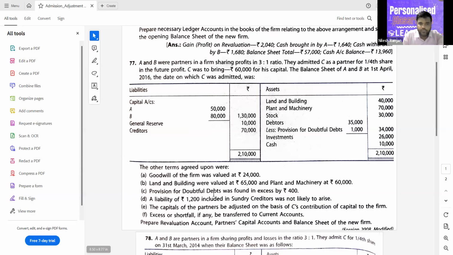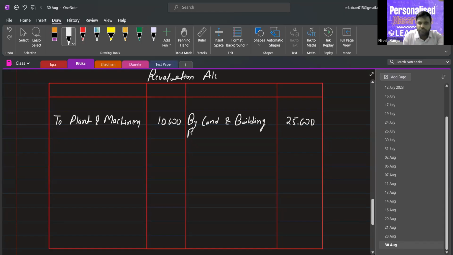After that, provision for doubtful debts was found in excess by 400. It means it is excess, so we have to decrease it by 400. So, provision for doubtful debts 400.